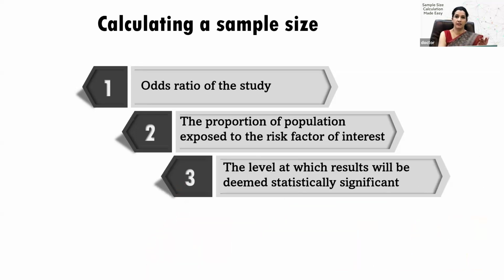Then the third important thing is statistical significance, the level of alpha and beta we have set. Generally, we set alpha at 5%, and beta, that means power and alpha error, we have discussed in the cross-sectional study.